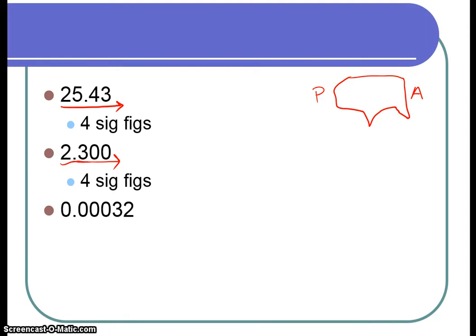My decimal is present in this case. I'm going to start here, but I don't start counting until I hit a number, which in this case is 3. So significant figures in this case is 2.